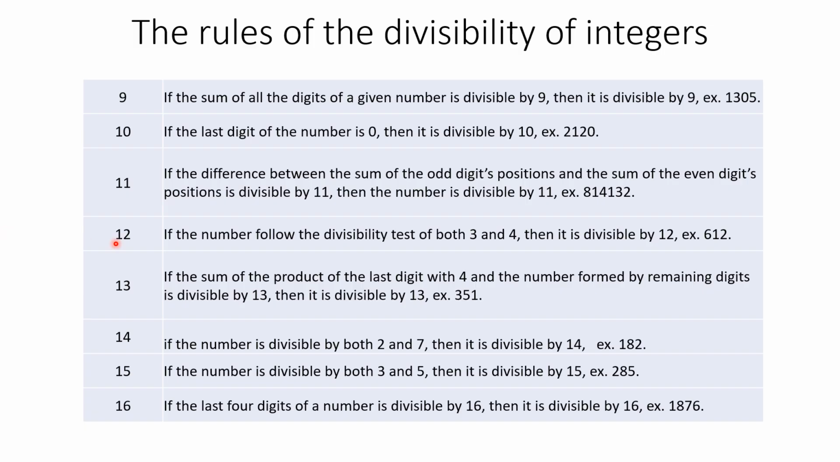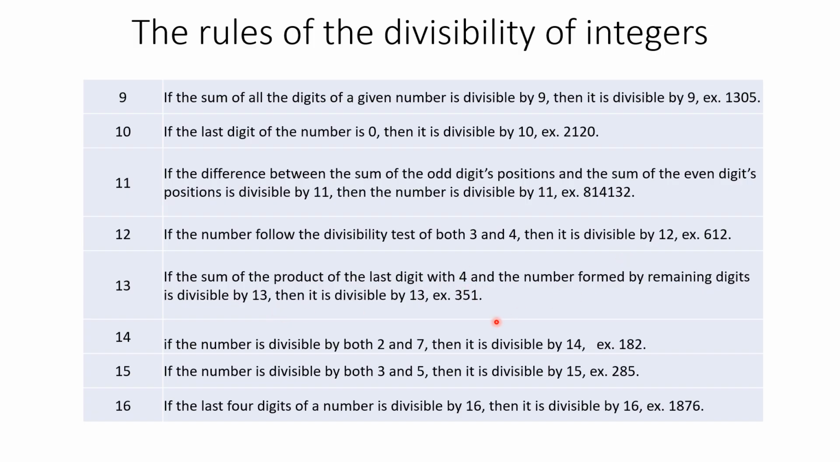For number 12, if the number follows the divisibility test of both 3 and 4, then it is divisible by 12. For 13, if the sum of the product of the last digit with 4 and the number formed by the remaining digits is divisible by 13, then it is divisible by 13.